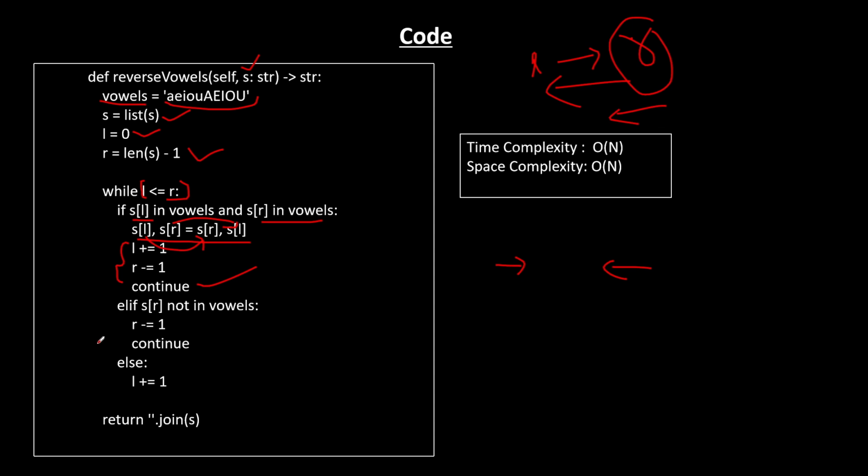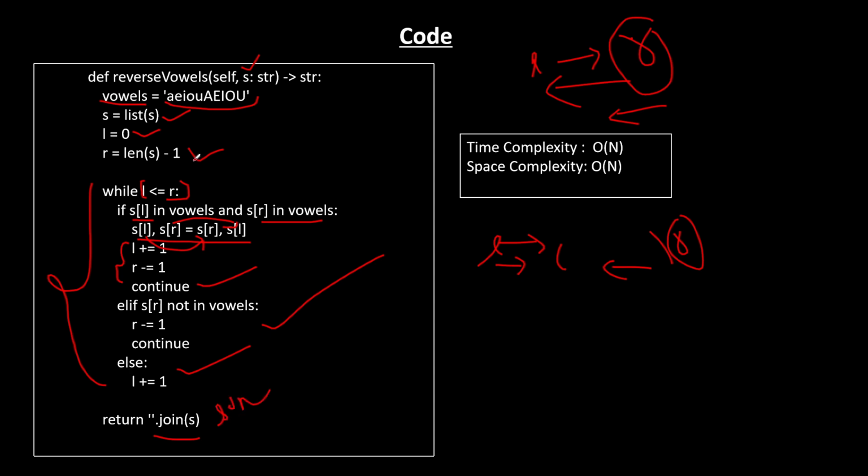And if this condition is satisfied and the left index value is not a vowel, we will move to the right, searching for the next vowel so that we can swap it with R, which is the right index. After swapping all the vowels, we will use the join keyword here and return a string.